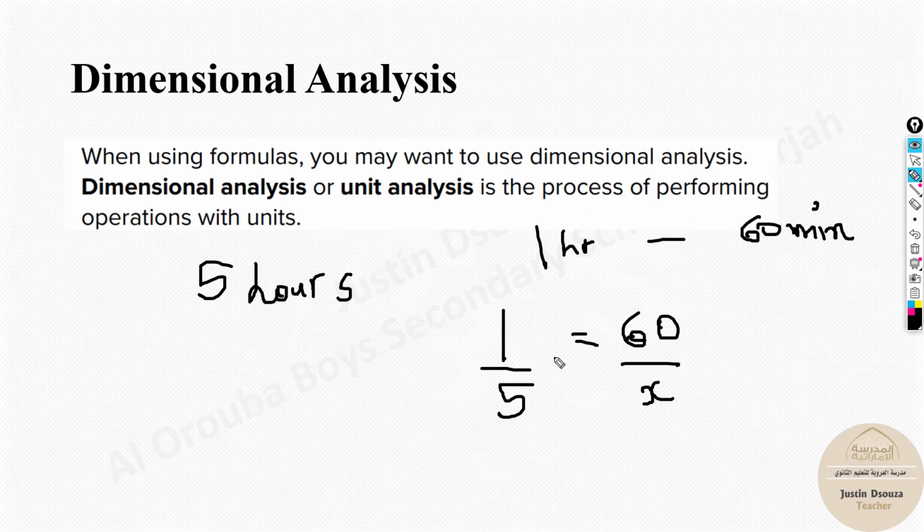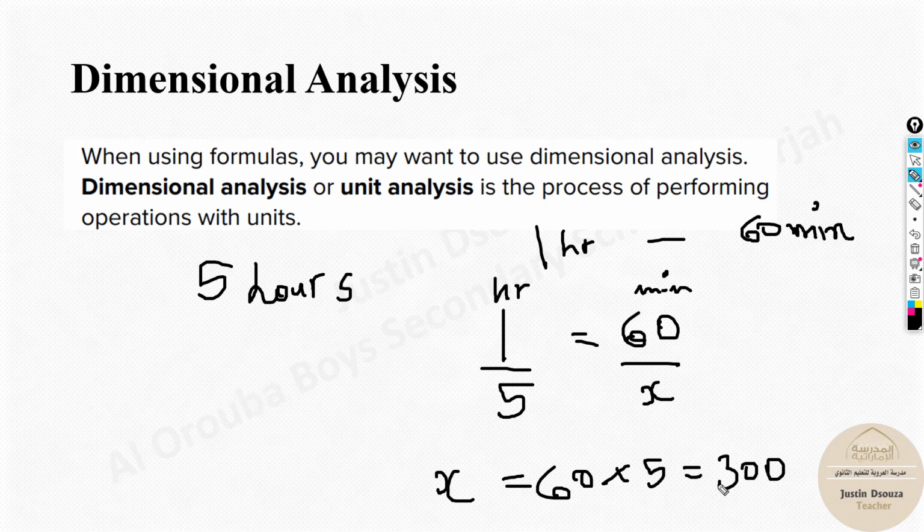If you have a relationship, 1 equals 60, then how many hours we need to find? 5. Write it below the hours. This is hours and this is minutes. So 60 minutes is for 1 hour. How many is 5? So you need to solve it. X goes to the other side. X times 1 is X. 60 times 5 is equal to 300. But this is not over. We know that 300 minutes is 5 hours.